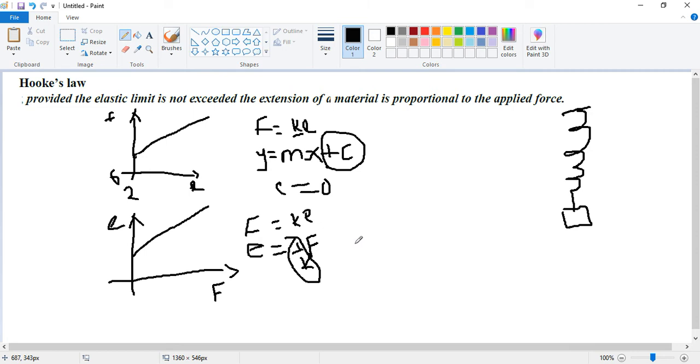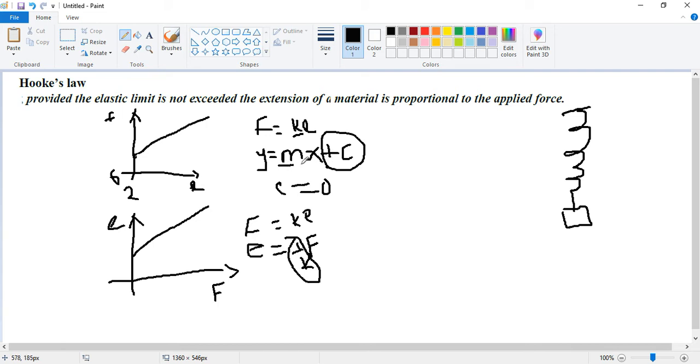So I was saying that if you want to verify that a material obeys Hooke's law, provided the elastic limit is not exceeded, the extension of a material is normally proportional to the applied force, especially for small extensions. For small extensions, force is directly proportional to the extension of the material. That is the right way of stating Hooke's law. So if you want to verify that the graph is for a material which obeys Hooke's law, it is very simple.